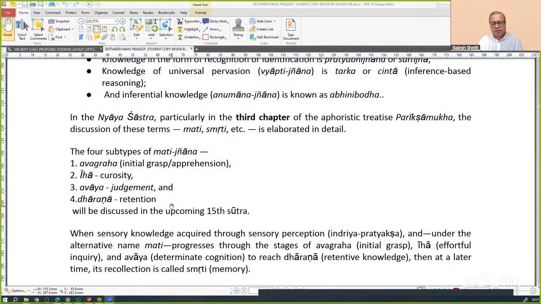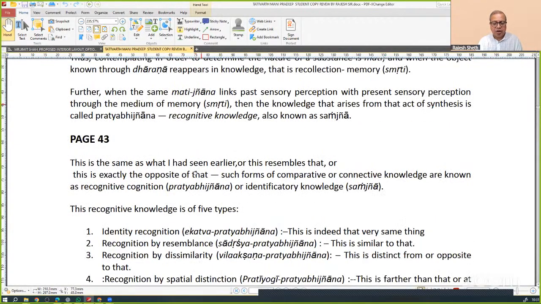Okay. So what has reached retention will reappear in memory. Further, when the same Mati Gyan links past sensory perception with present sensory perception through the medium of memory, the knowledge that arises from this act of synthesis, the synthesis of present knowledge and past knowledge, is called pratyabhigyan, recognitive knowledge, also known as sangya. So we will write a common name: recognitive knowledge, or connecting knowledge. Connecting knowledge is nothing but present knowledge plus past knowledge.